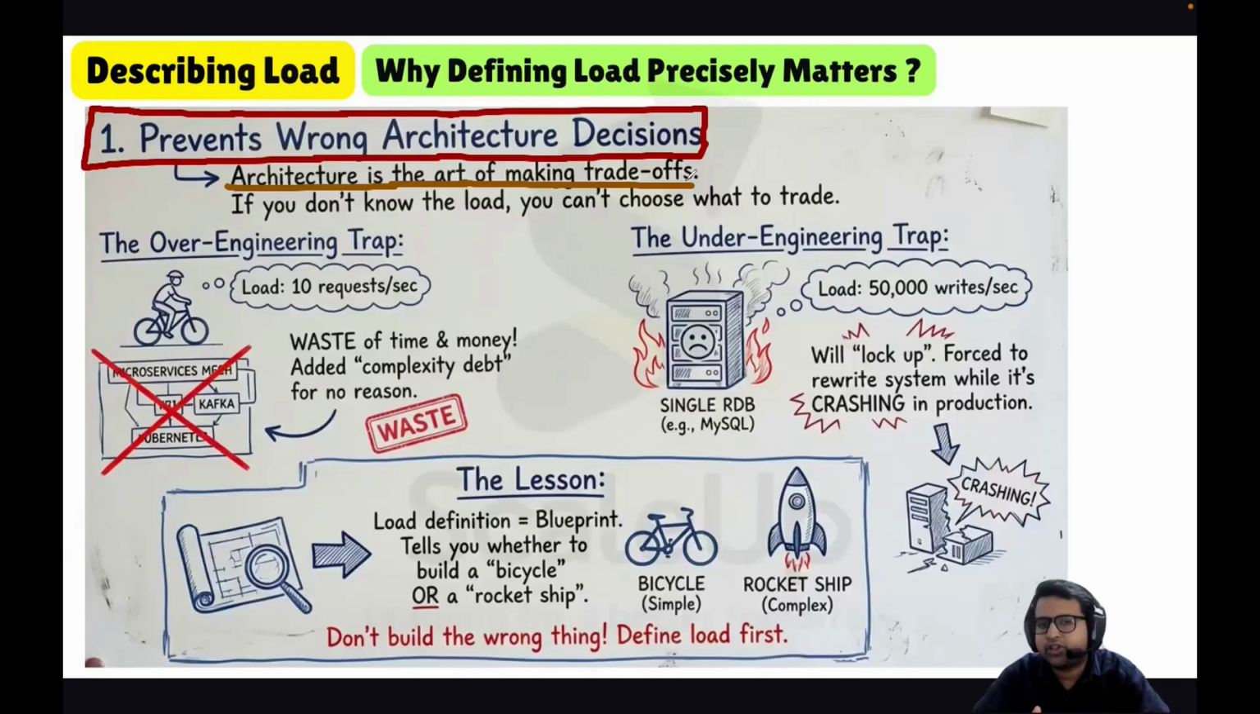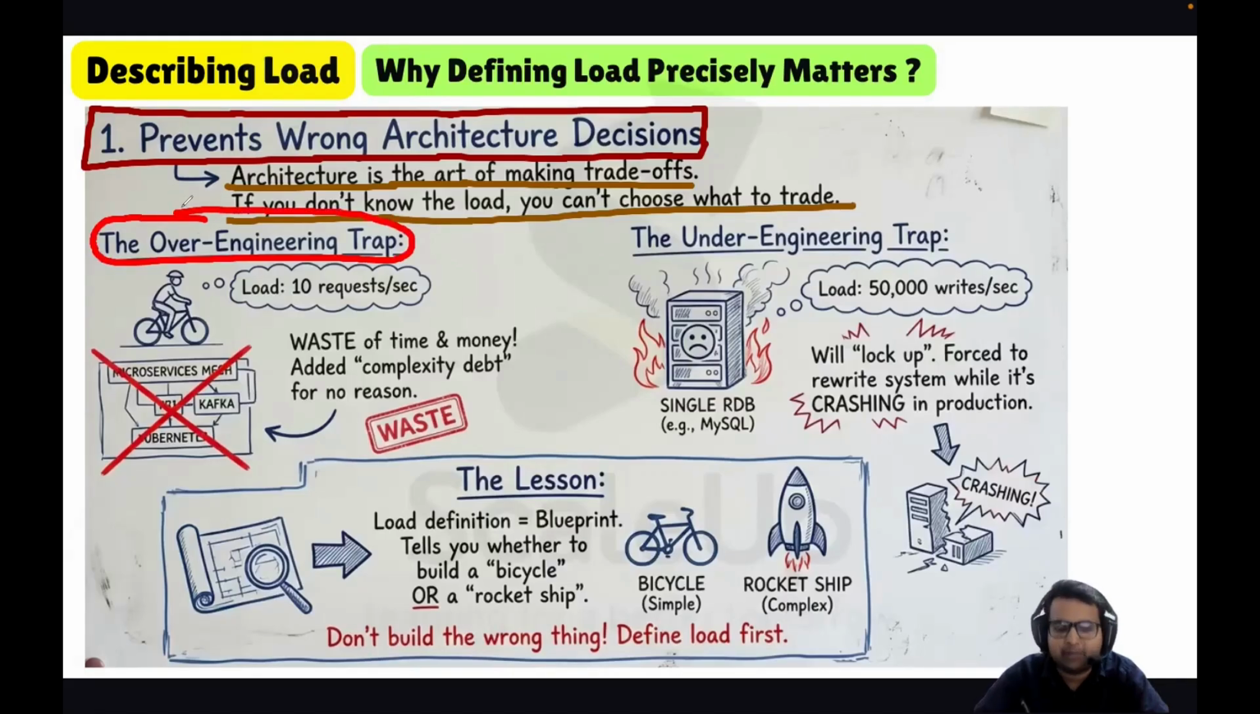We have resource constraints, and because of that, trade-offs will always be there. And architecture is the art of making trade-offs. If you don't know the load, you cannot choose what to trade. Because if we don't define the load precisely, we might either over-engineer or under-engineer the system. If we over-engineer the system, that is the over-engineering trap.